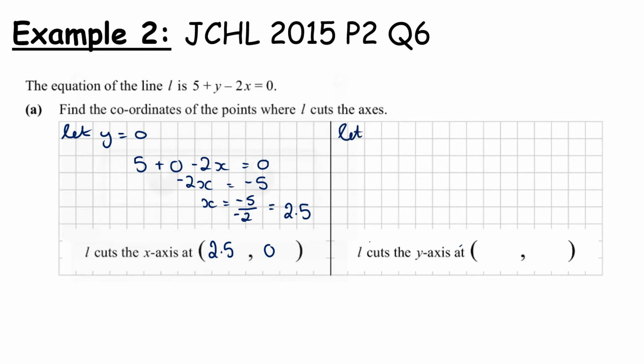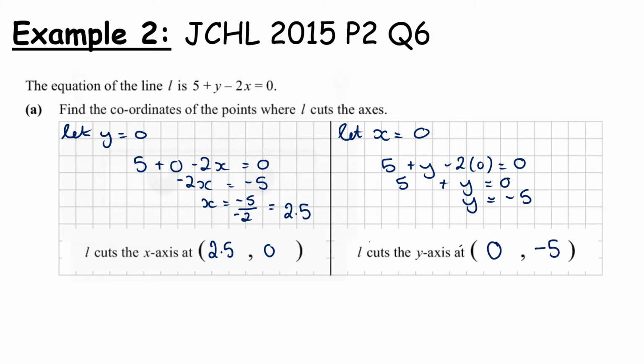So to find the y-intercept, or where it crosses the y-axis, we let x equal 0. So that is 5 plus y minus 2 times 0 equals 0. So we get 5 plus y equals 0. Subtract a 5 from both sides and we get y equals minus 5. So we get 0 here and y equals minus 5. So not very difficult questions, but you are required to understand the two main pieces that we need to do that. To find where it crosses the x-axis, we let y equal 0. To find where it crosses the y-axis, we let x equal 0.